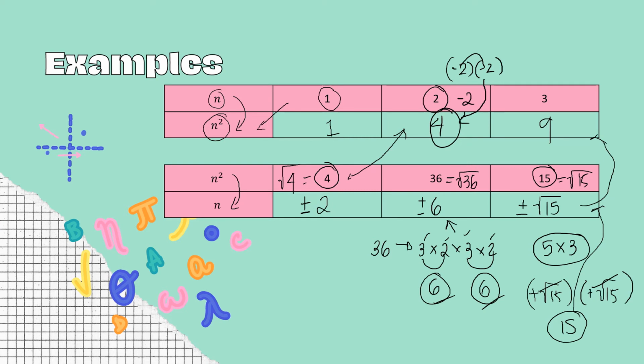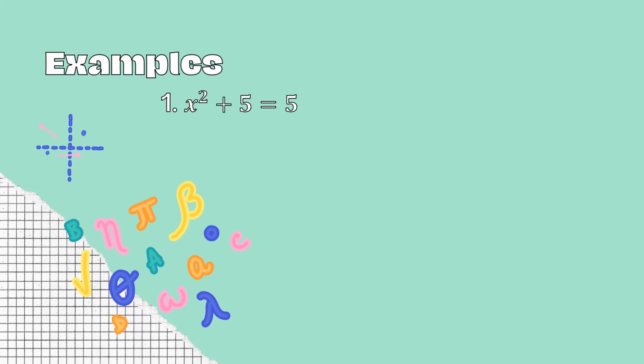So now let's try more examples, but this time about equations. So for the first one, you have x squared plus 5 is equal to 5. So the first thing that you're going to do is transpose this or subtract 5 from both sides. So you have x squared plus 5 minus 5 is equal to 5 minus 5.